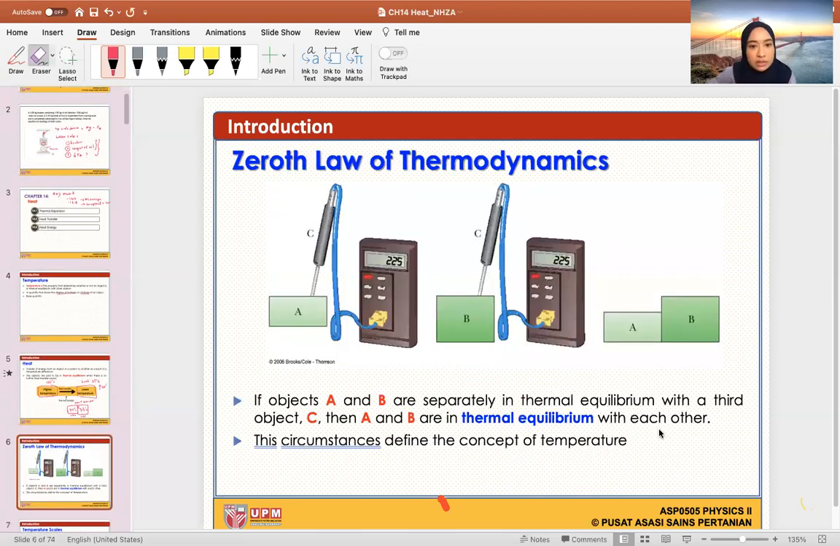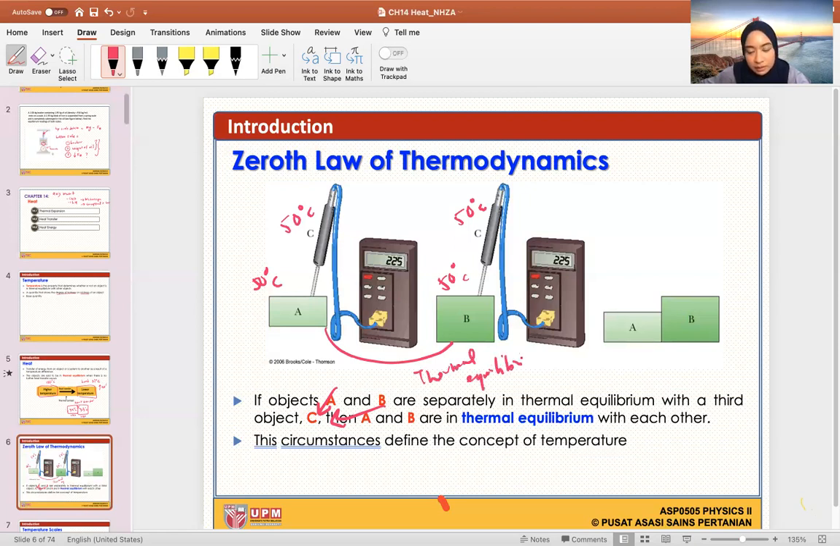So now we are learning about Zeroth law of thermodynamics. What does it mean? What is this law? If objects A and B are separately in thermal equilibrium with a third object C. Okay, kita tengok dulu gambar ni. So A ni dia 50 degrees Celsius. C pun 50 degrees Celsius. So they are in thermal equilibrium. Silap, ni A and B. Dia cakap A ni thermal equilibrium with C and B ni pun thermal equilibrium with C. So B is in thermal equilibrium with C, which means that A and B are also in thermal equilibrium.